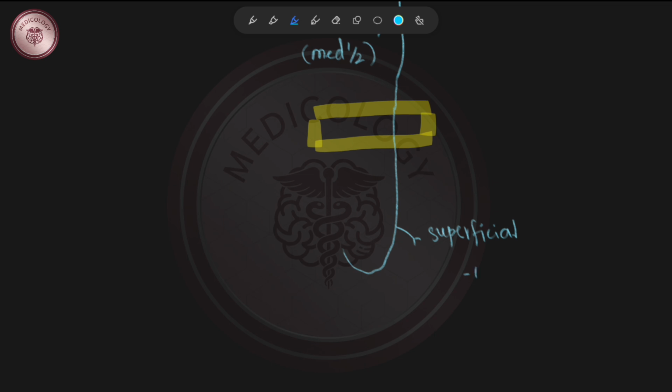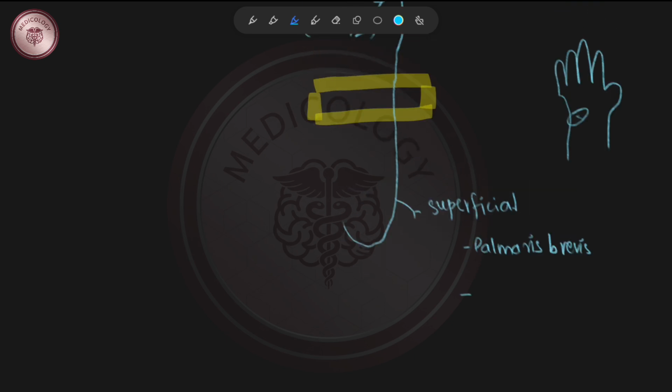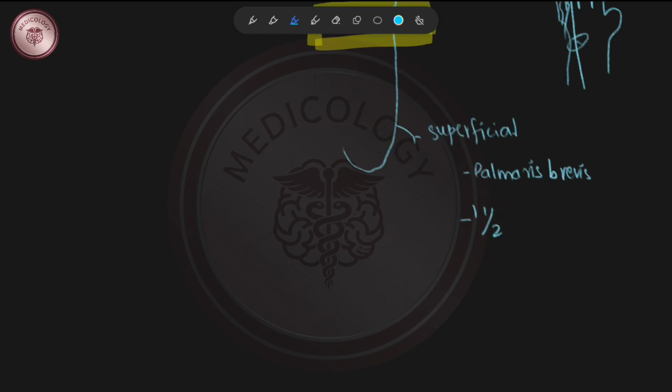I told you, this is our hand. In the hypothenar group, the most cutaneous muscle is palmaris brevis, and it is supplied by our ulnar nerve, and the skin of the 1.5 fingers and the medial side of the hand. Then the next branch is for our hypothenar group.